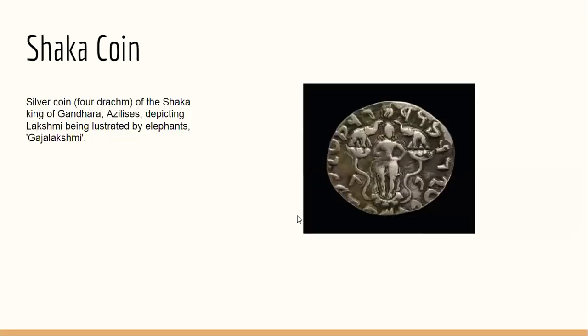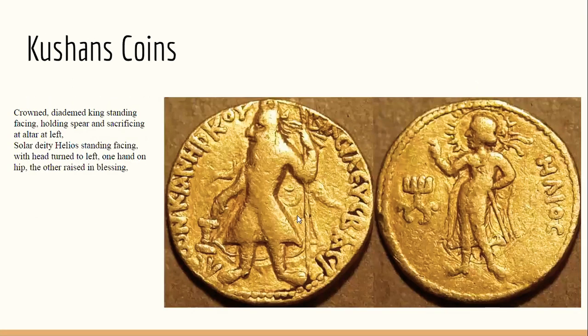Now coming to the Kushan coins. As I mentioned, Kushan silver coins are very rare. We find mainly the gold coins of Kushans. Okay, so this is one of the Kushan coins. On the front side, it is depicting a king holding a spear, and in one of his hands there is a fire altar at the left, and the reverse side is a solar deity. Okay, so it's Helios, a solar deity.